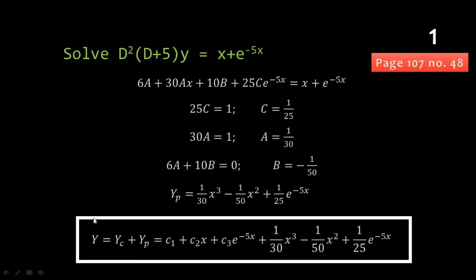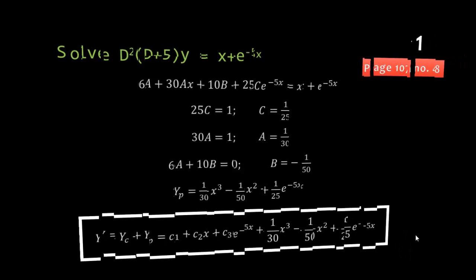Now for its general solution, we have y is equal to y_c plus y_p, which is equal to c sub 1 plus c sub 2 x plus c sub 3 times e to the negative 5x plus this y_p, which is equal to 1 over 30 x cubed minus 1 over 50 x squared plus 1 over 25 e to the negative 5x. So we now have our final answer.